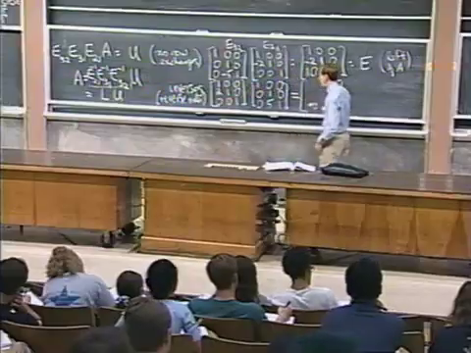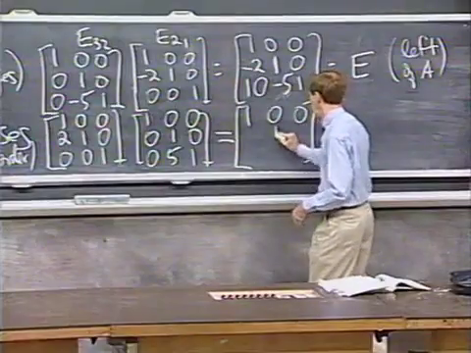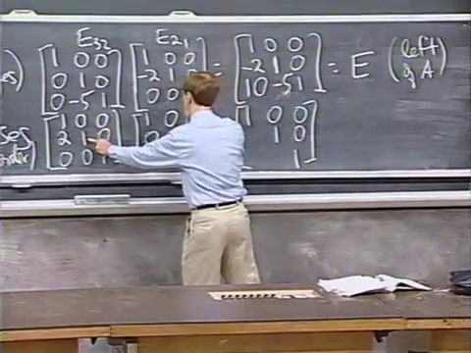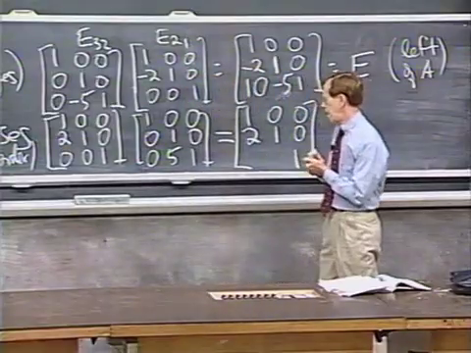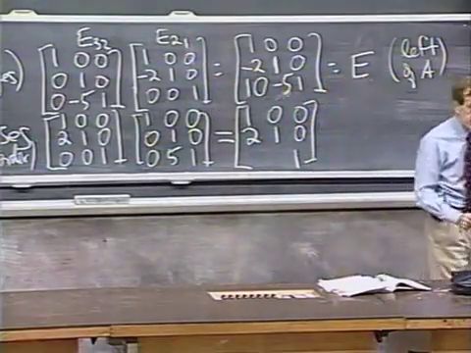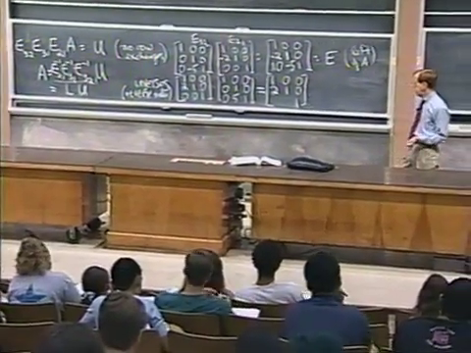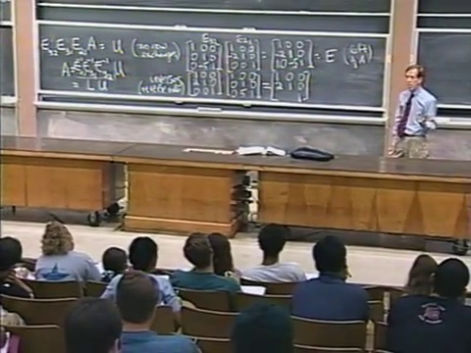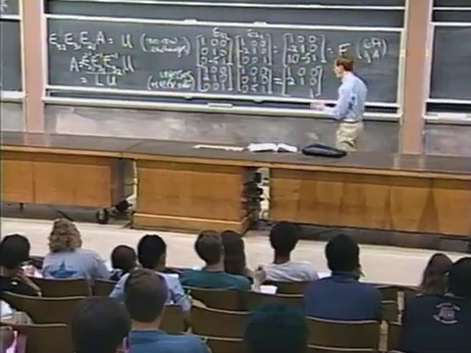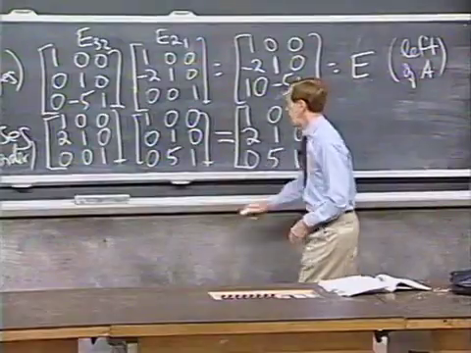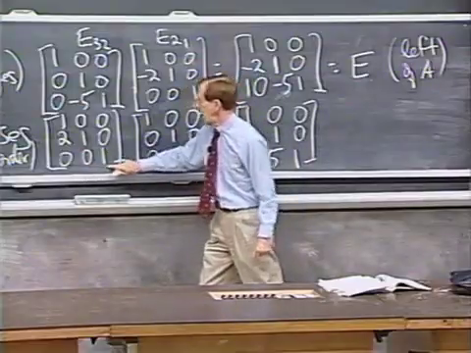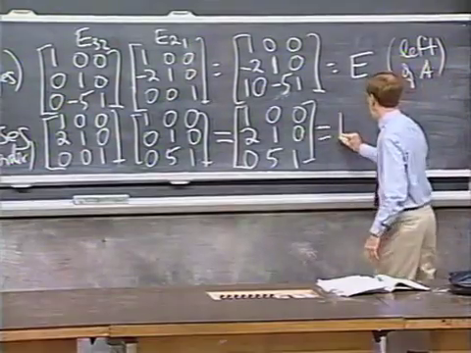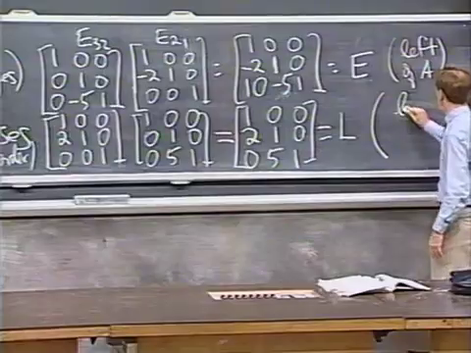I believe this comes out: row 1 of the answer is 1, 0, 0. Then I have 2, 1, 0. So I get 2, 1, 0 there, right? And what's the third row in this product? Just read it out to me, the third row. 0, 5, 1. One way to say it is, take 1 of the last row, and there it is. And this is my matrix L, and it's the one that goes to the left.